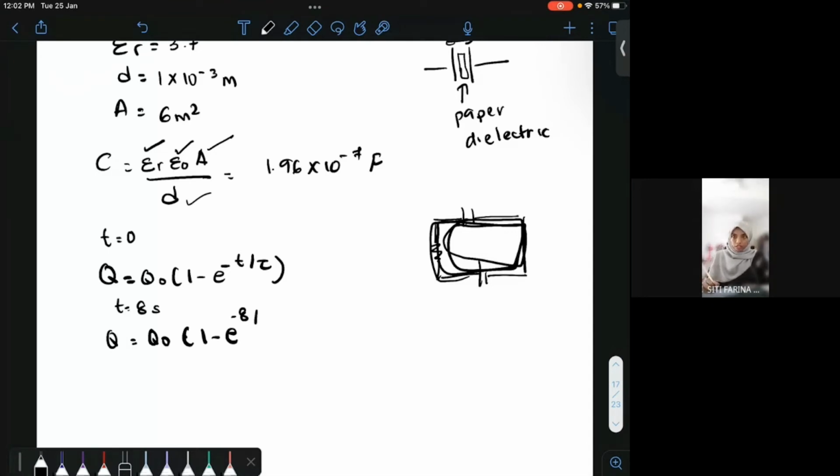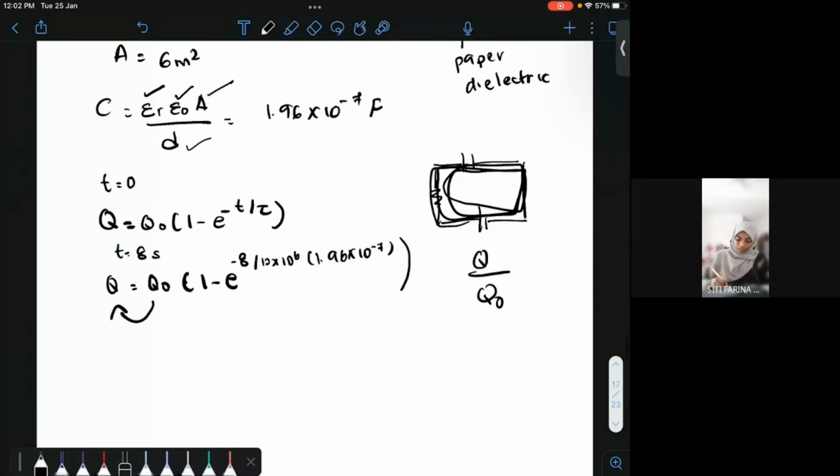So you have the value of your R. R kamu adalah 12 mega, 10 kuasa 6. Capacitance kamu adalah whatever you have found tadi. Ini yang kita baru cari, 1.96 times 10 to the power negative 7. Alright. Ini saya tak nak cari sebab soalan minta Q over Q0. Untuk dapatkan Q over Q0, kena bawa Q0 ini ke sini. Kita bahagi. So bila bahagi, Q over Q0.